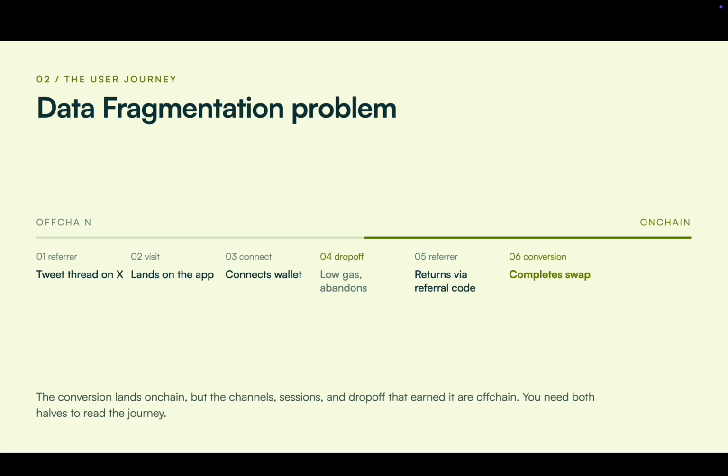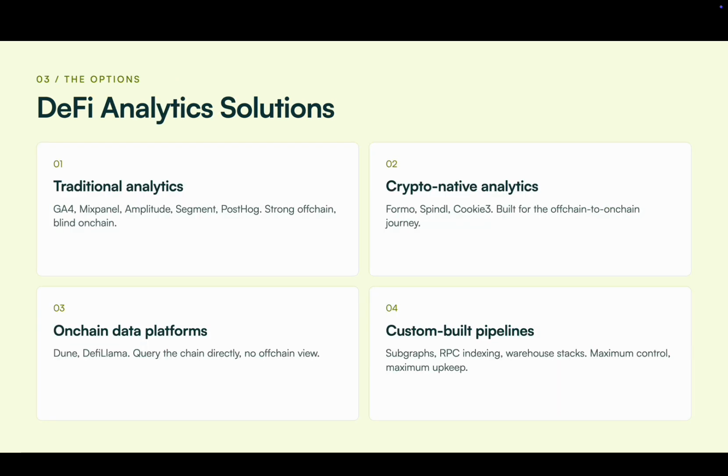Just looking at blockchain explorers and on-chain data doesn't show you where your users come from. To get the full picture, you need analytics across the full funnel, from off-chain to on-chain. Traditional analytics platforms, crypto-native analytics platforms, on-chain data platforms, and custom-built data pipelines. Each category solves a different part of the problem. That's why most serious DeFi teams end up using more than one.